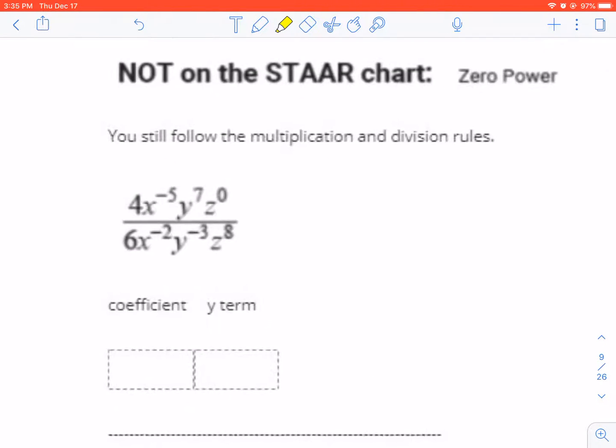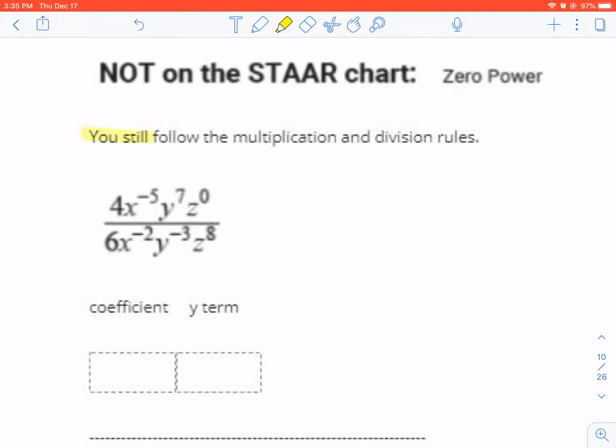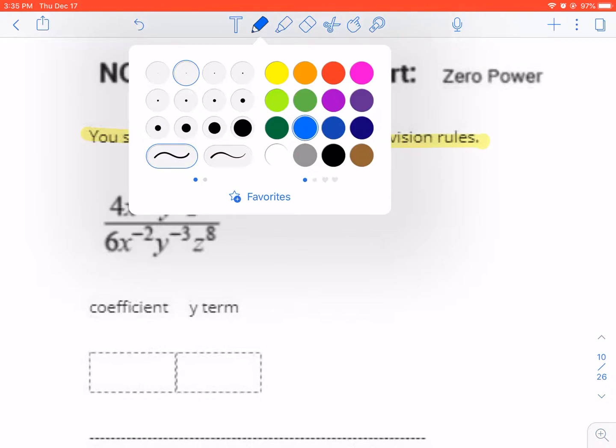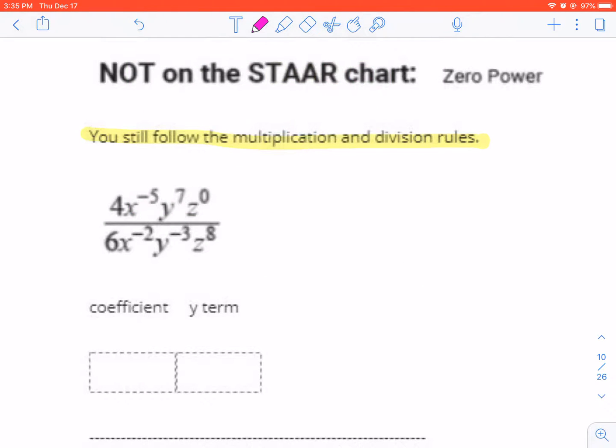So here we do have a 0 power. We are still going to follow the multiplication and division rules, which means remember that we have to watch out for those coefficients and follow our rules. And then the exponents, we have to look at: are we adding them together or are we crossing them off, which is like subtracting. So we have a ginormous fraction and there's a whole lot of stuff going on in there. We have positive and negative exponents.